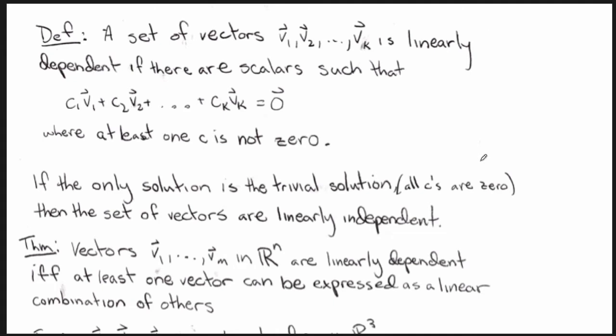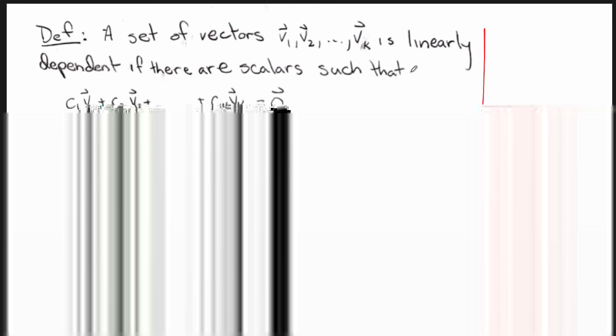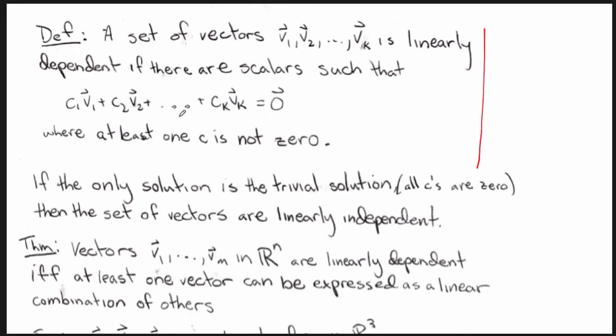Okay, so some definitions. Again, we've covered most of these before, so I'm going through them kind of fast. This is essentially what we did when we did the getting home activity. A set of vectors is linearly dependent if there are scalars such that c1 v1 plus c2 v2 and so on plus ck vk equals 0, where at least one c is not 0. So in other words, they can't all be 0. At least one of them is not 0.